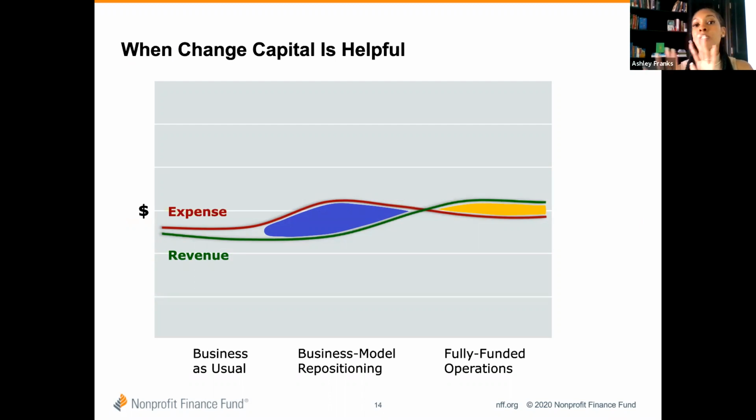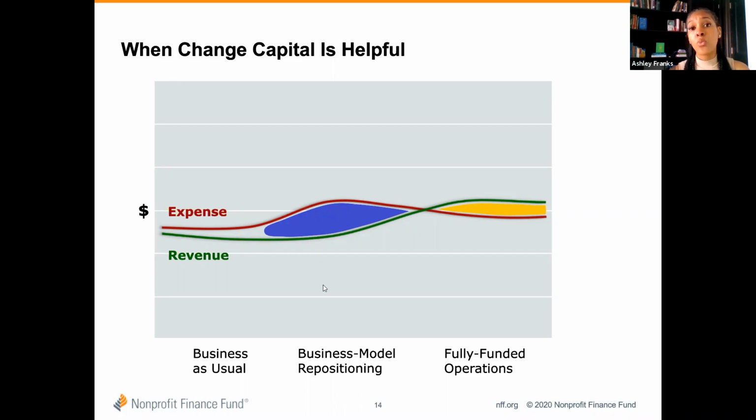So now you understand the theory of what change capital is and what goals you should consider when shifting your business model. Now we're going to talk a little bit more about when change capital is helpful. And so just to orient you to this slide, we have time along the bottom and dollars along the left. We have expenses represented by this red line here on the graph, and then we have our business model revenue represented by this green line.